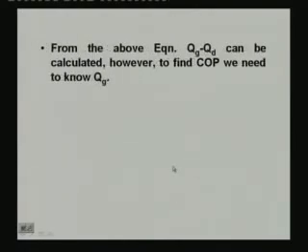Now, from the above equation we can calculate Qg minus Qd, but if you want to find out the COP you need to know Qg, because that is finally the heat input to the system. So, first calculate Qg minus Qd using the above energy balance equation for the control volume, then you have to calculate somehow Qd, so that finally you can get Qg. So, how do we do this?